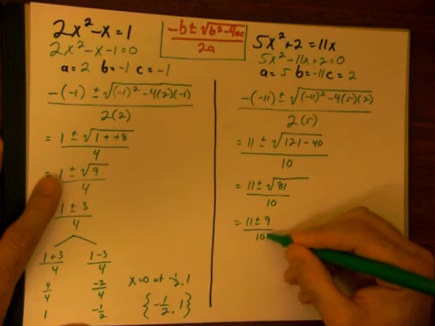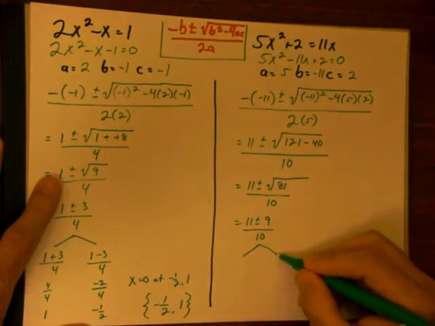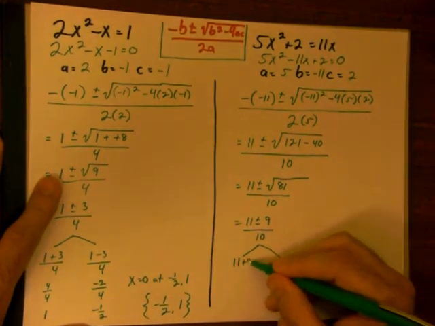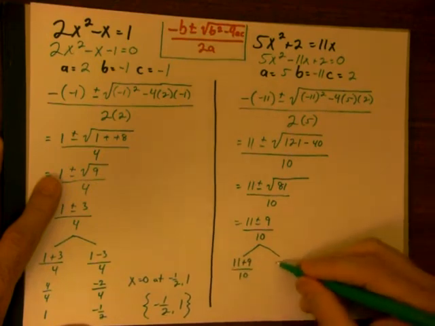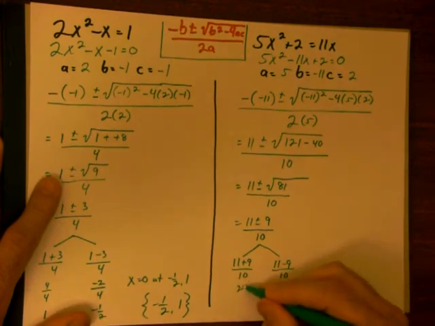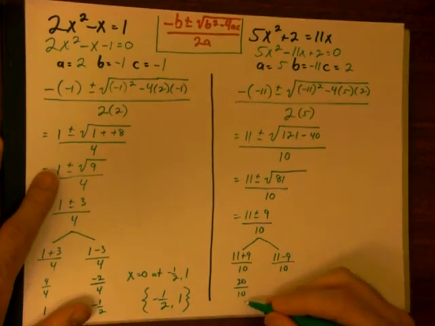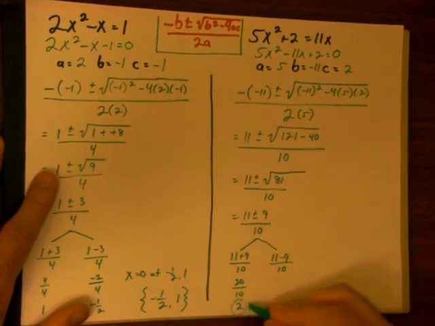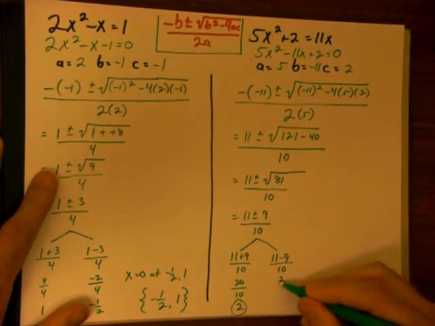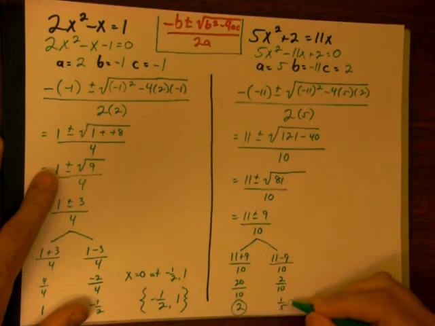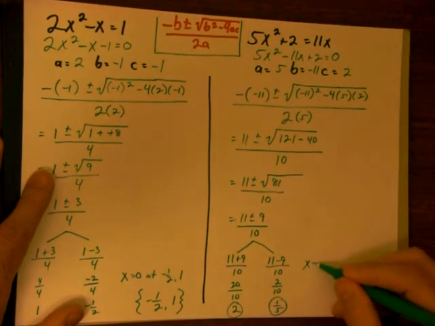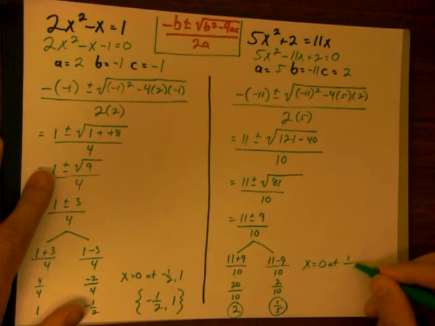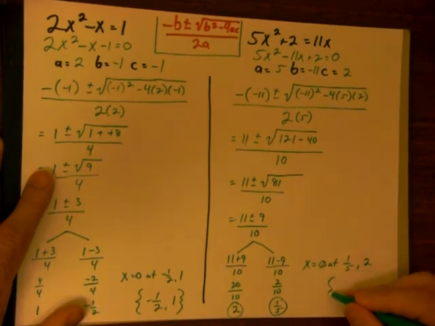That's all over 10. Now again, we have two different equations here. So 11 plus 9 over 10 and 11 minus 9 over 10. Well, this equals 20 over 10, which equals 2, and this equals 2 over 10, which equals 1/5. So x equals 1/5 and 2, or the solution set is 1/5 and 2.